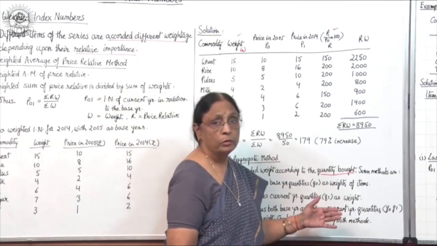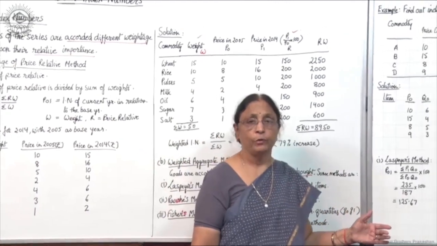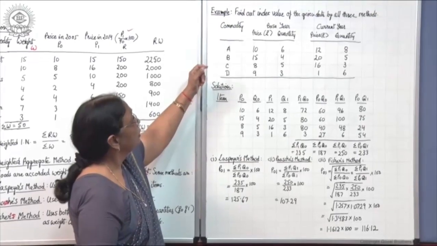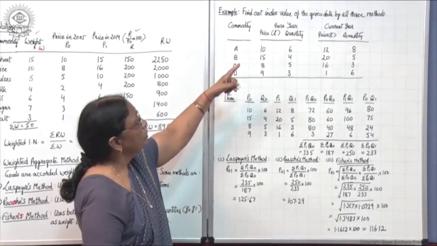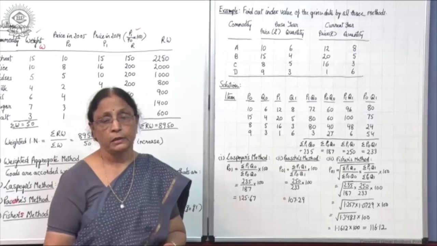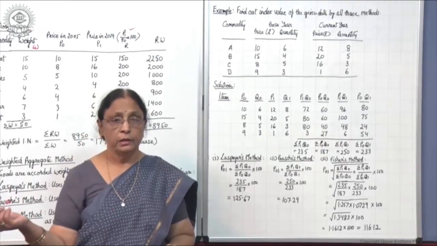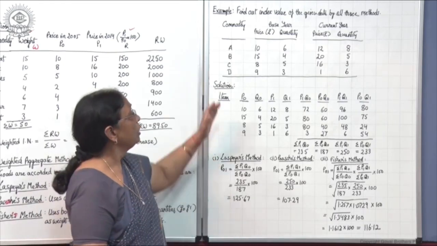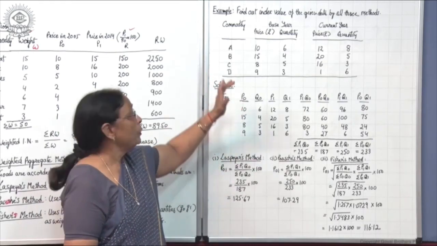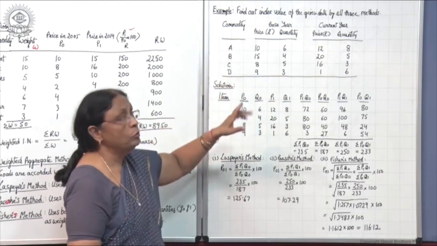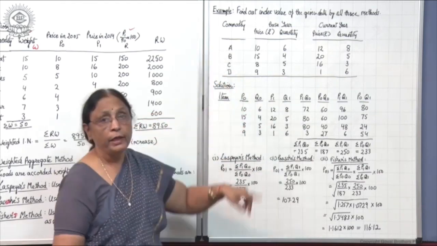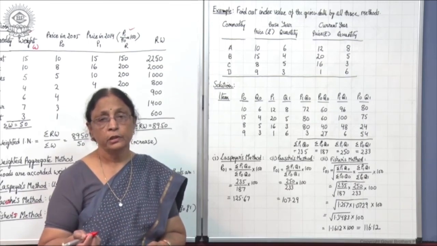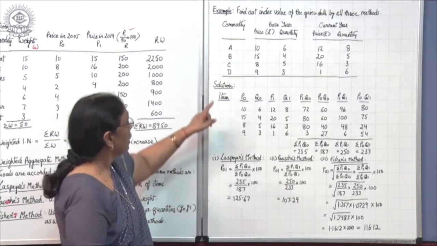Okay, now I'll make it clear to you with the help of an example. Here is the example: find out the index value by all three methods. Laspeyres', Paasche's and Fisher's, we are going to apply on this numerical. So we are supposed to find out the index value of the given data by all three methods, and there are different formulas for all three methods.